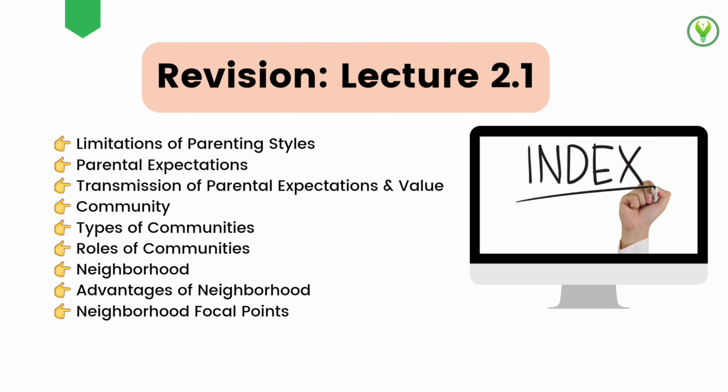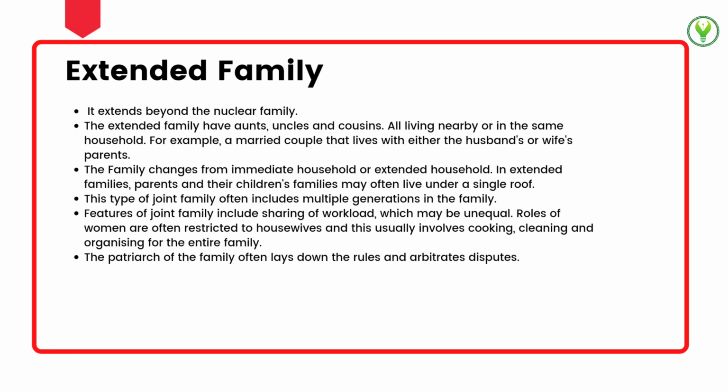Extended family. It extends beyond the nuclear family. The extended family has aunts, uncles and cousins, all living nearby or in the same household. For example, a married couple that lives with either the husband's or wife's parents. The family changes from immediate household to extended household. In extended families, parents and their children's families may often live under a single roof. This type of joint family often includes multiple generations in the family.